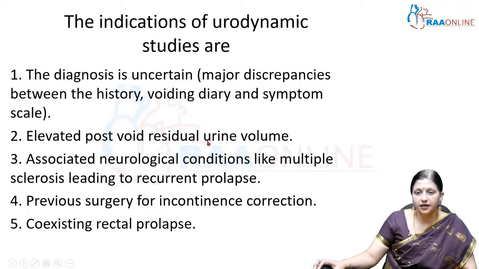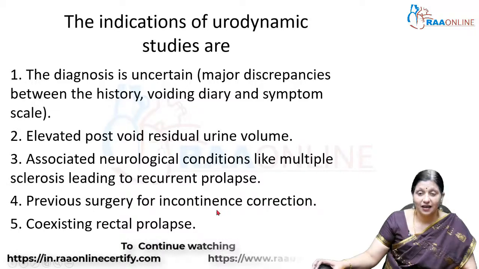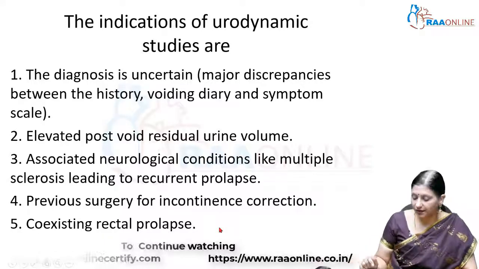If the post-void residual urine, after doing an ultrasound after the patient has voided, is high, then we have to do a urodynamic study. If there are associated neurological conditions like multiple sclerosis leading to a recurrent prolapse, then we have to do urodynamic studies. And if there is a previous surgery for incontinence and the patient has become incontinent again and prolapse has recurred, then we need to do a urodynamic study. If there is a coexisting anorectal prolapse in the patient, then we have to do the urodynamic studies.